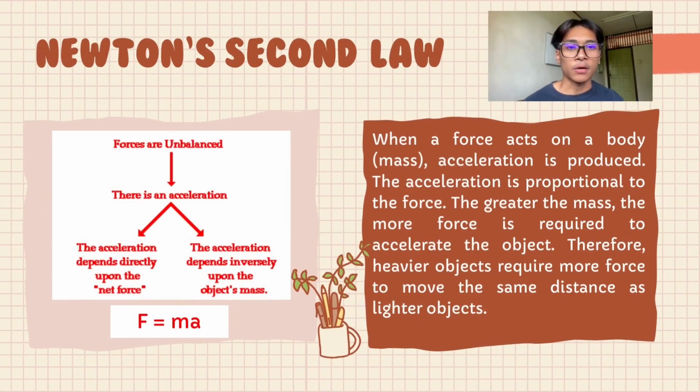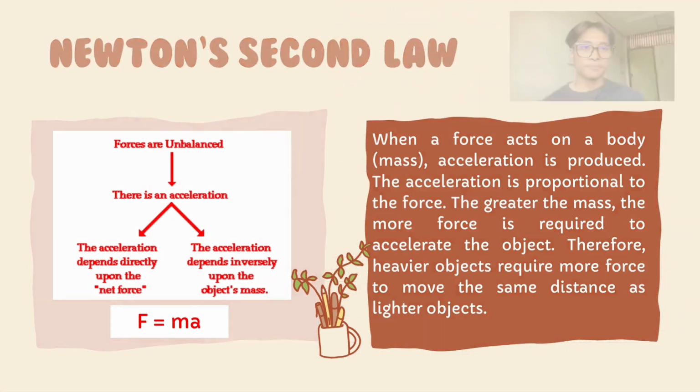Next, Newton's second law. When a force acts on a body or mass, acceleration is produced. The acceleration is proportional to the force. So the greater the mass, the more force is required to accelerate the object. Therefore, heavy objects require more force to move the same distance as lighter objects.